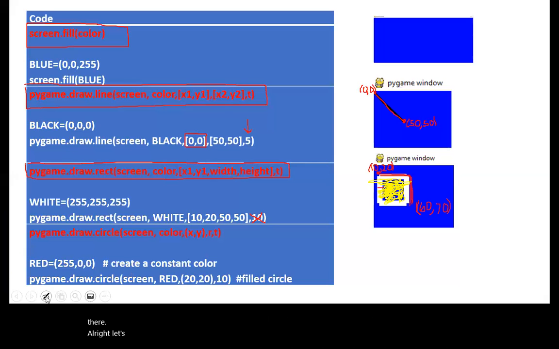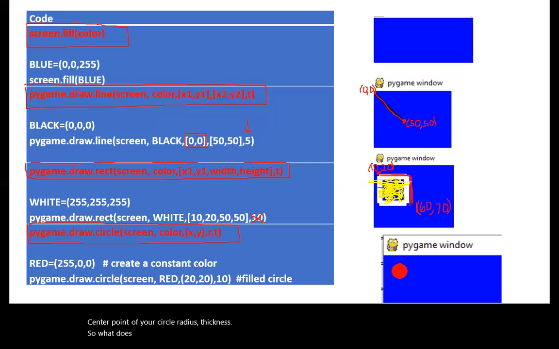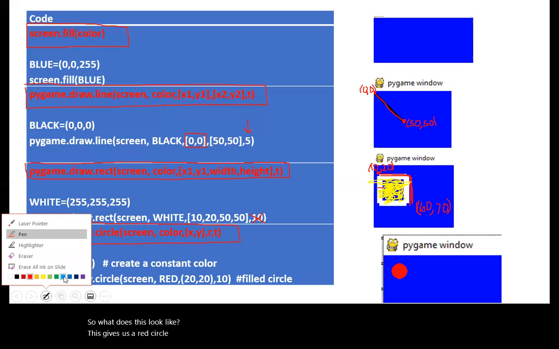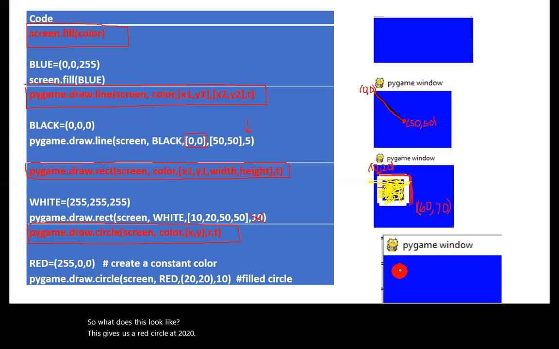What else can we do? If you would like to draw a circle, the code, pygame.draw.circle, screen, whatever color you want, center point of your circle, radius, thickness. So what does this look like? This gives us a red circle at 20, 20. So this point right here is the point 20, 20.